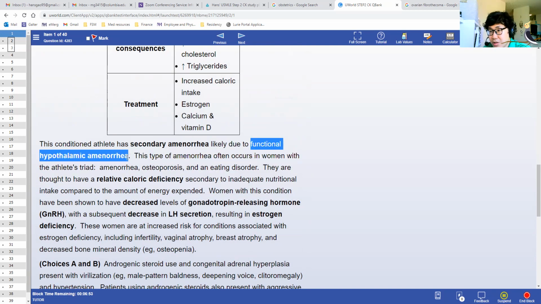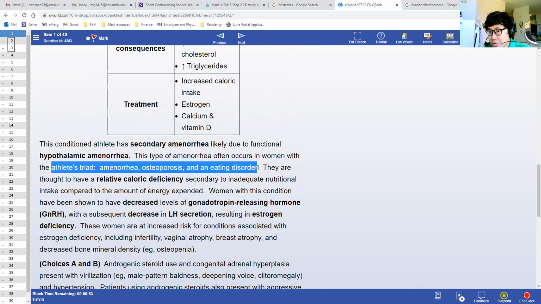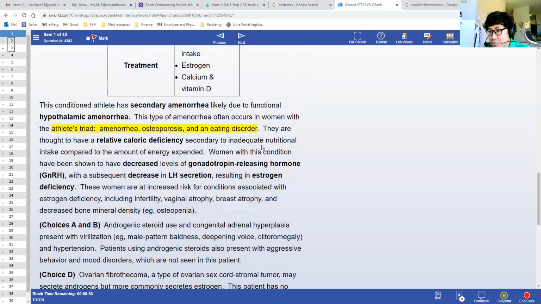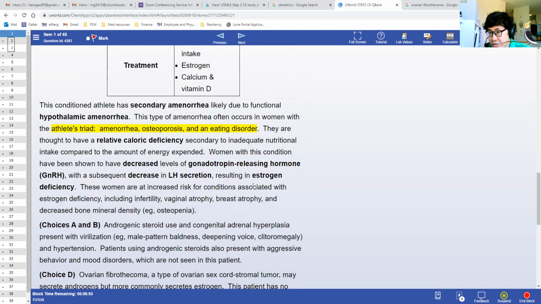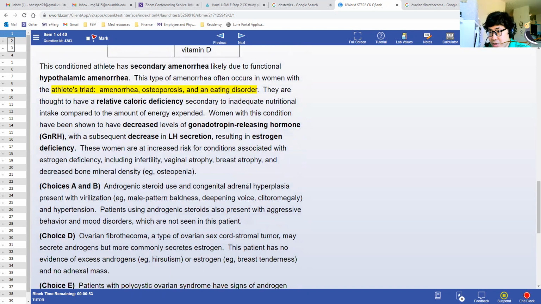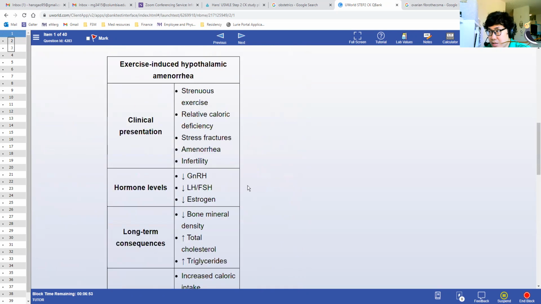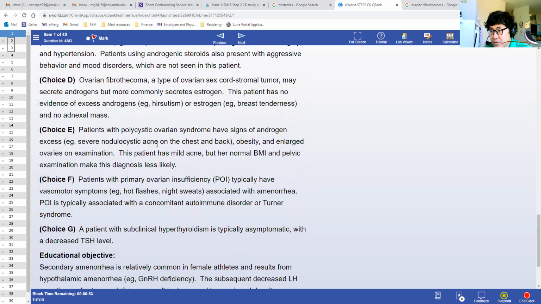Functional hypothalamic amenorrhea. Athlete's triad. Yeah, that's one thing I discussed. I even brought up this female athlete triad. Low GnRH: women with this condition have decreased GnRH with a subsequent decrease in LH, resulting in estrogen deficiency. Okay, but that doesn't really tell me anything, right? First, I have to decide how I got it wrong.